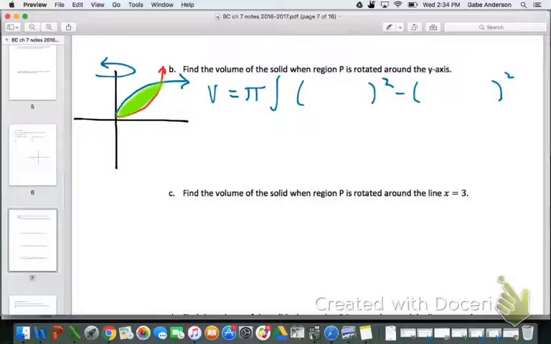So for your setup, did you guys use dx or dy? We've got to use dy here because if we are rotating around the y-axis, we've got to have a horizontal representative rectangle, because the representative rectangle has to always be perpendicular to your axis of rotation, making this a dy thick representative rectangle. So that means dy right here. So that means everything has to be in terms of y. So your limits of integration are still going to be 0 and 1, right? But it's going to be y equals 0 to y equals 1.